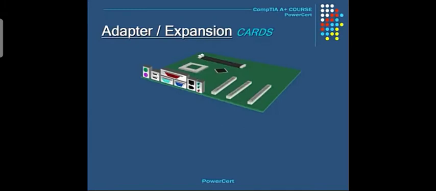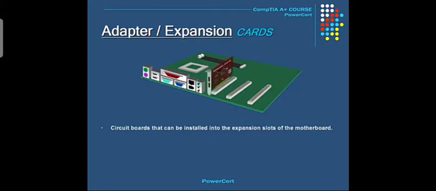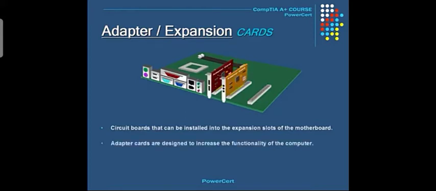Adapter cards or expansion cards are circuit boards that can be installed into the expansion slots on a computer's motherboard. These adapter cards are installed to increase the functionality of the computer. Some examples of expansion cards are video cards, audio cards, storage cards, and so on.